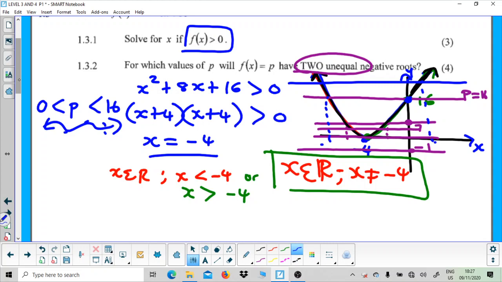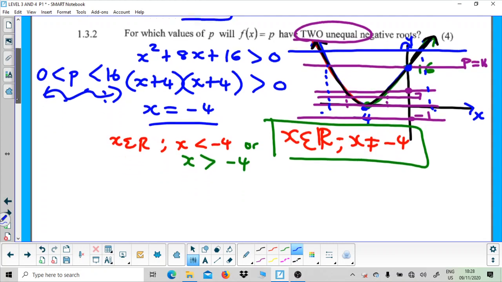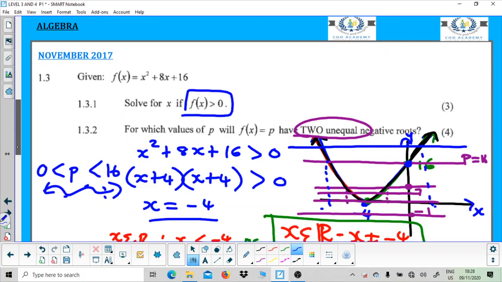Who asked? Oh, it was you. Right. So we can do it algebraically, but we will notice that we cannot cater for that negative roots part. So that's why we didn't go that way. All right. I think you're fine with that part. Let's quickly do this one now.